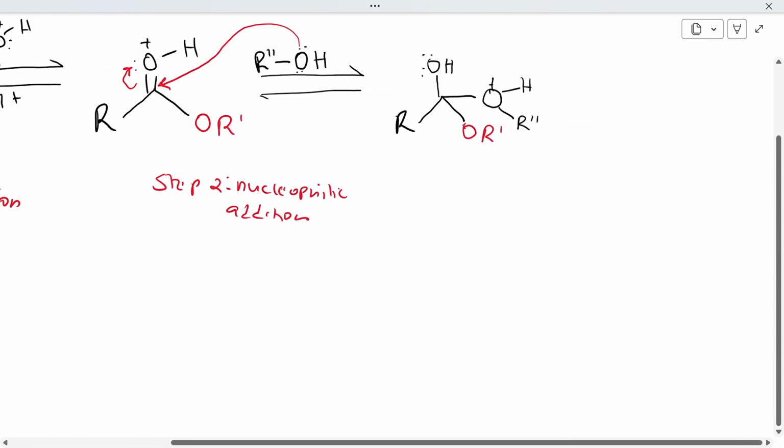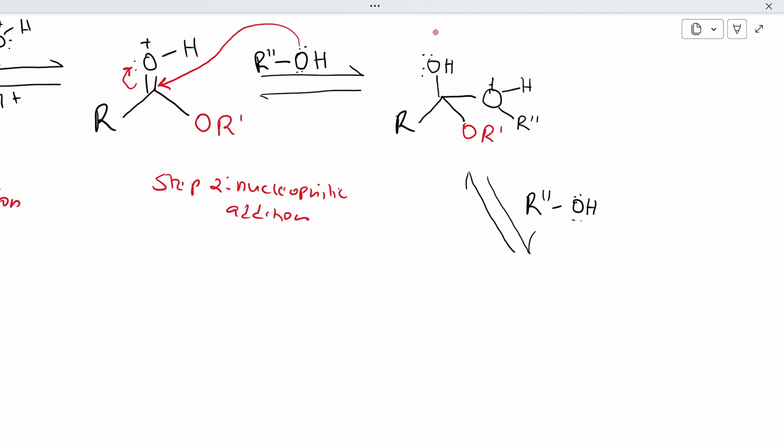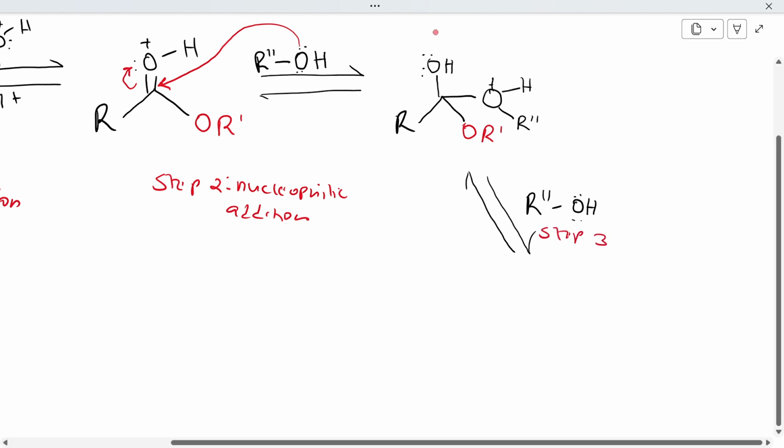I'm moving to my step 3, and step 3 is going to be still a reversible reaction. Still having my alcohol in the solution. And what you need to know about step 3, now in step 3 I'm having proton transfer occurring.